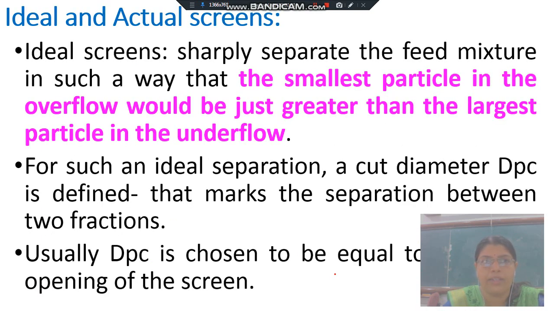Now the comparison of the ideal and the actual screens. The ideal screens sharply separate the feed mixture in such a way that the smallest particle in the overflow is just larger than the largest particle in the underflow. So you are getting 100% separation in the overflow and the underflow. Generally for the separation we use the word cut diameter. The cut diameter marks the separation between the two fractions, and generally the cut diameter is chosen to be equal to the opening of the screen.